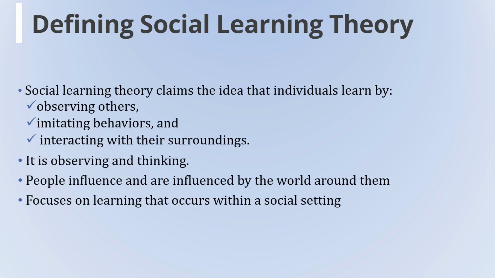So, what is social learning theory? It is the idea that people learn by observing others, imitating behaviors, and interacting with their environment. In simple terms, learning is not just about doing, it's also about watching and thinking. This theory emphasizes that people both influence and are influenced by the world around them.